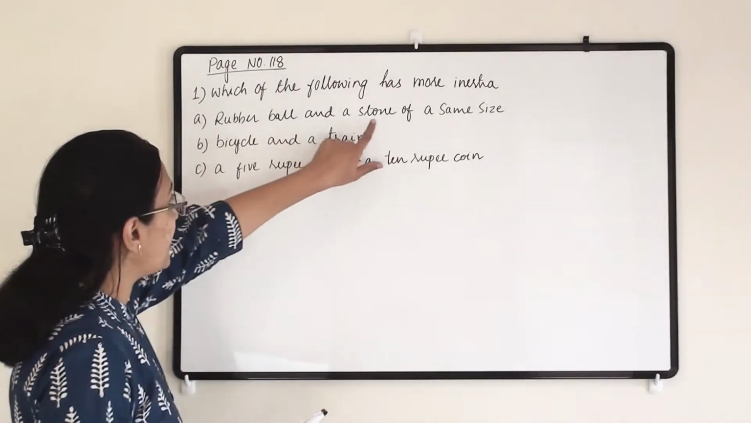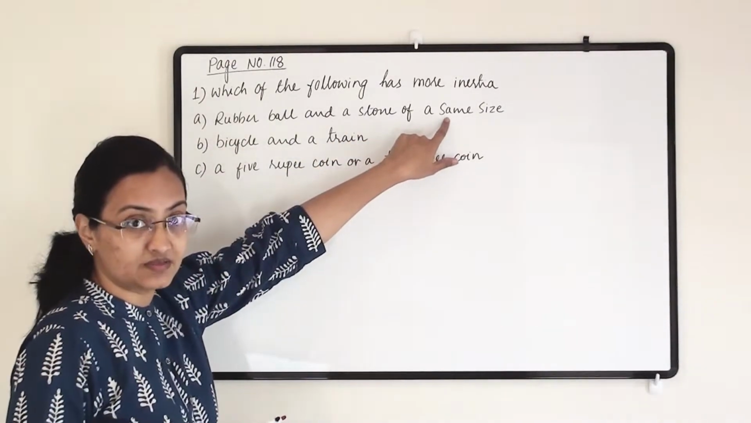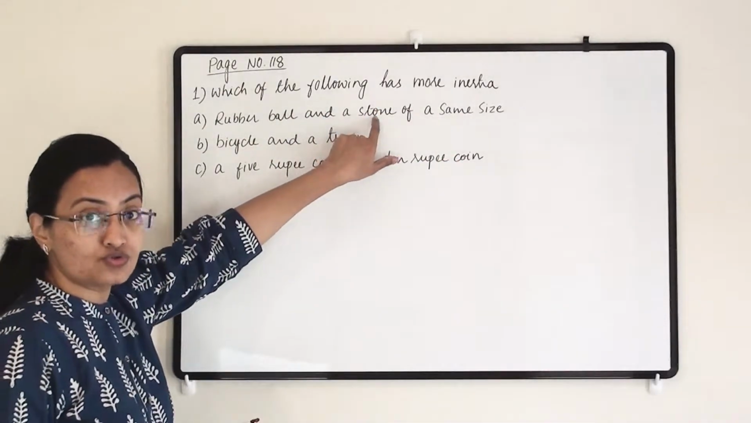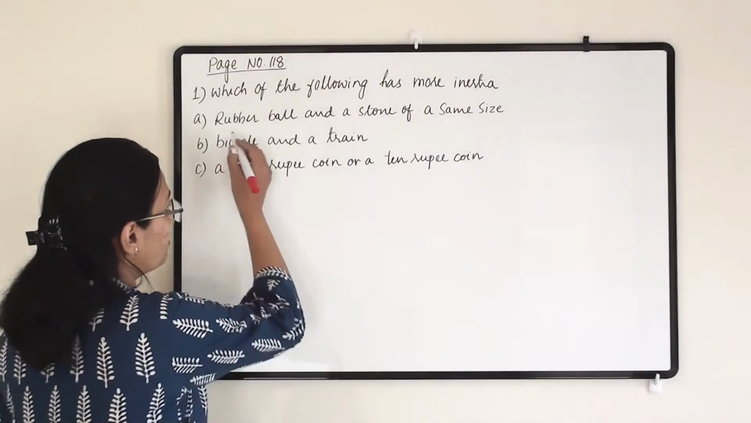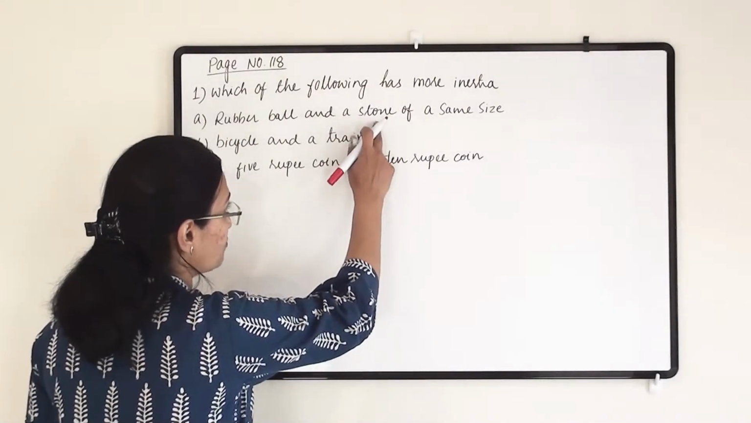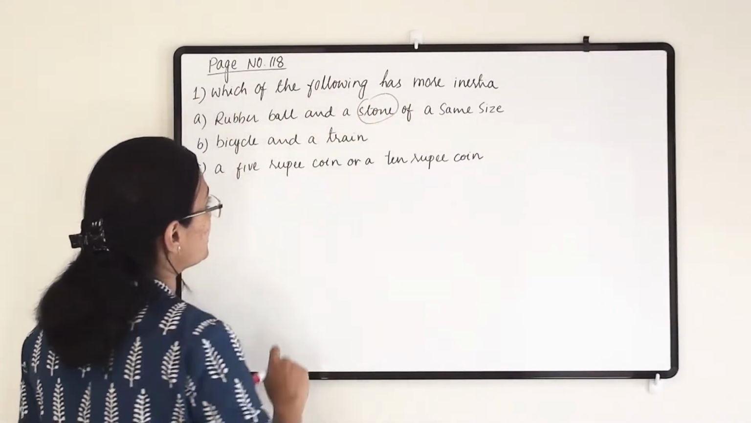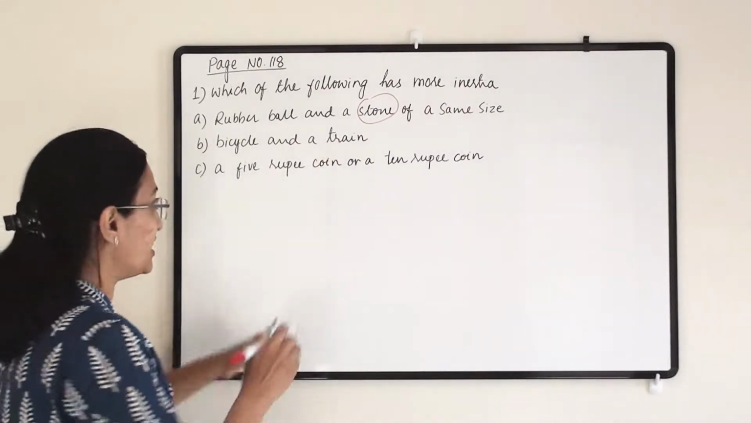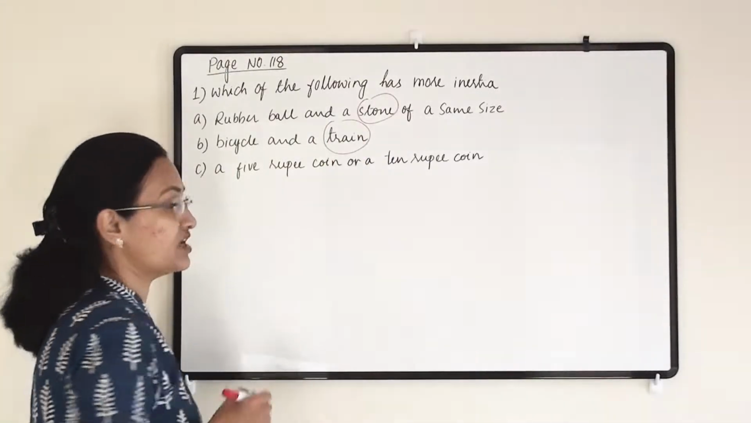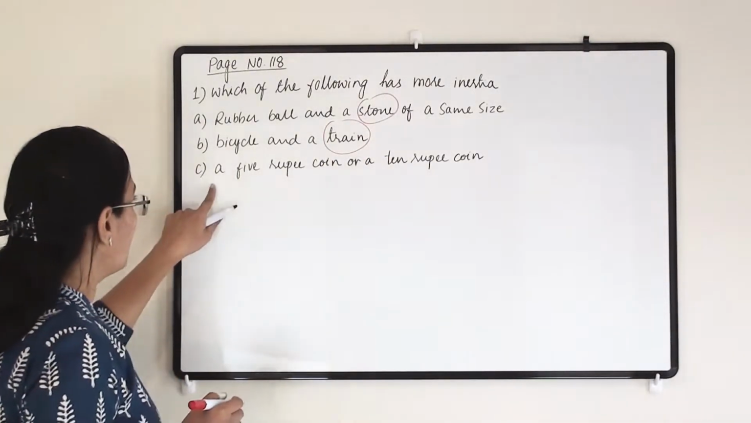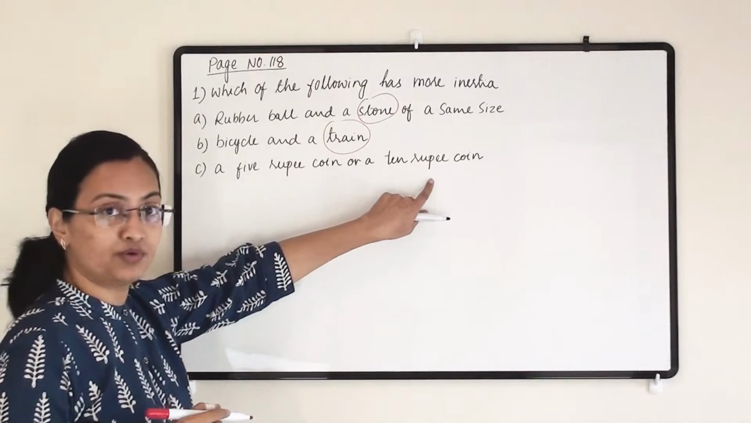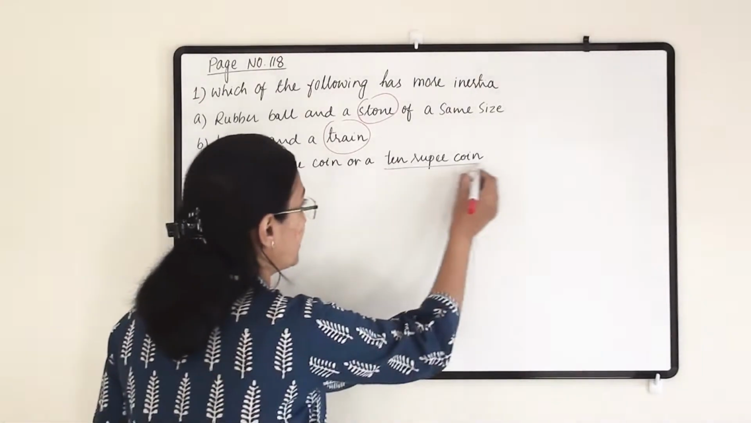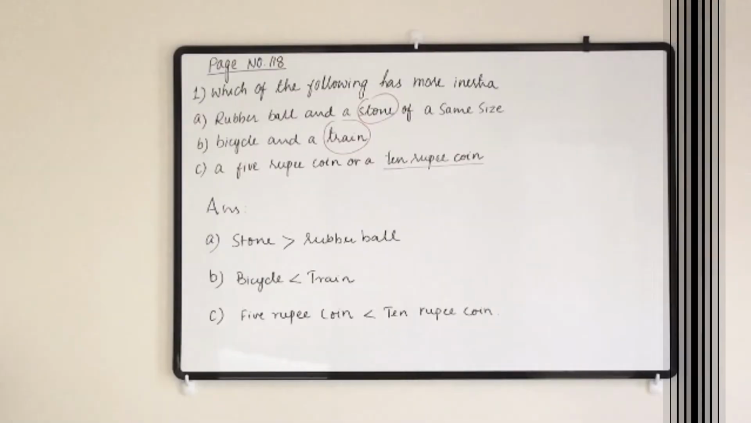So, a rubber ball and a stone of the same size. Whose mass is more from these? The stone's mass is more, so the stone's inertia is more. Bicycle and a train. The train's mass is more, so the train's inertia will also be more. A 5 rupee coin or a 10 rupee coin. The 10 rupee coin's mass is more, so that's why the 10 rupee coin has more inertia.